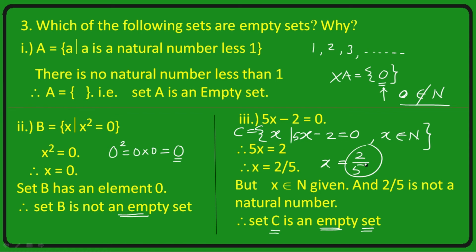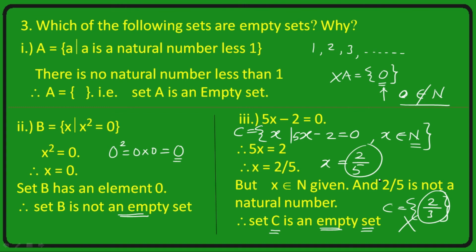Some students make one mistake here like this. They find the value of x and then write C is equal to, like this, 2 upon 3, and then they say C is not an empty set. That is wrong, because this 2 upon 3 is not a member of the natural numbers. This condition is given. If this condition is not given, then this 2 upon 3 will be a member of C, and then C will not be an empty set. That is a different thing. But in this example, the set C is an empty set.